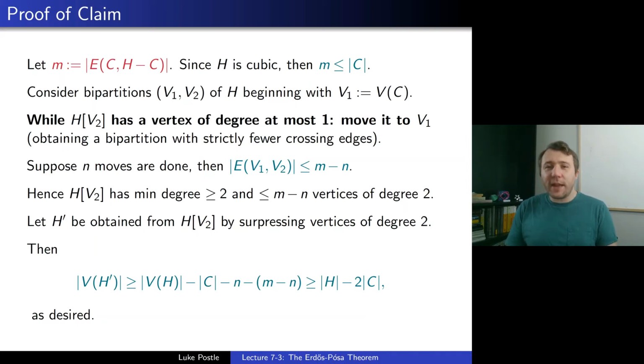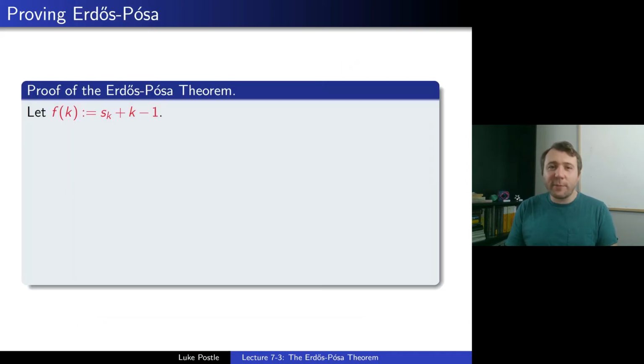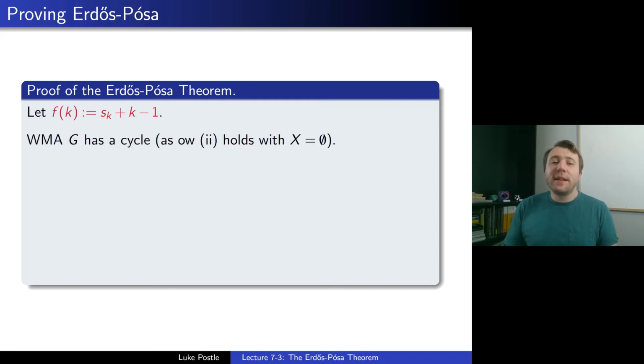Okay, so that was the proof of the claim, which then proved the lemma, and now we're ready to prove the Erdős–Pósa Theorem. So how does this go? Well, we're going to let F_k equal S_k plus k minus 1. So S_k, again, is that number for these cubic multigraphs that guarantees k vertex-disjoint cycles. Now, we may assume G has a cycle, otherwise 2 would hold with X being the empty set. We wouldn't have to delete anything. We just have a forest. So we can assume we have a cycle.